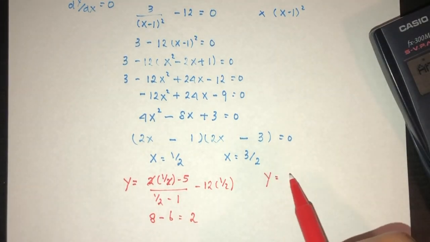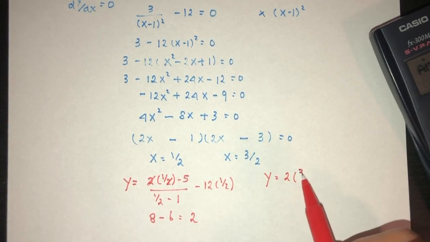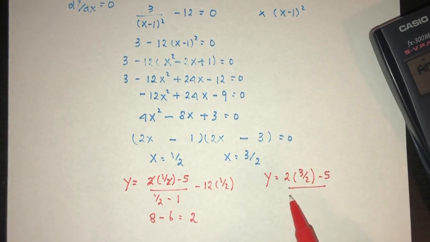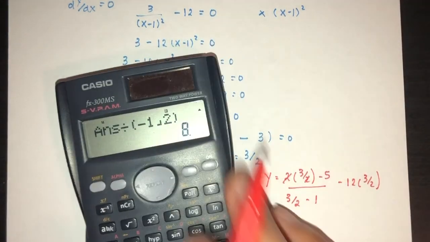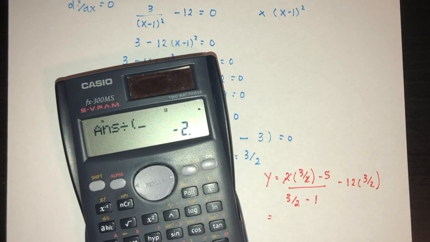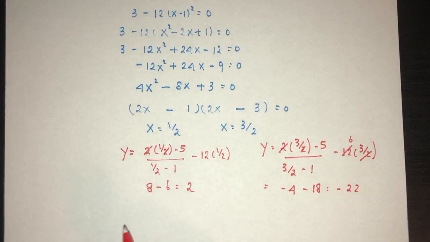Now for this one, same steps. This is just the equation given to you in the first part. You have to replace x in this to find the value of y. That's what I'm doing here. So that will be 3 over 2 minus 5, divided by 3 over 2 minus 1, minus 12 times 3 over 2. So we have 3 minus 5 divided by 3 over 2 minus 1, that will be minus 4, and this will become minus 18, that will be minus 22. So the stationary points will be (half, 2) and (3 over 2, minus 22).